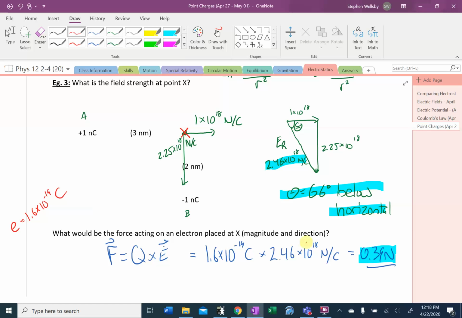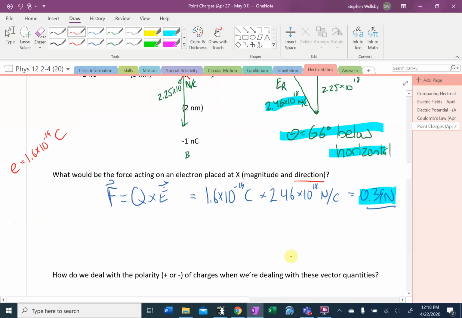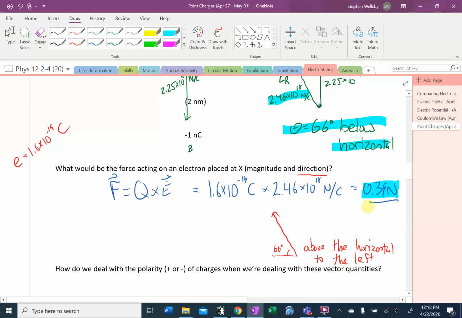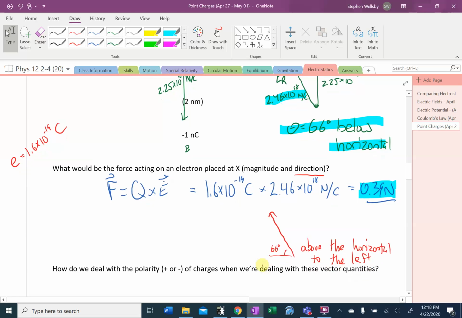So in this case here, the direction is going to be this direction here, and that's going to be 66 degrees, I don't know, above the horizontal to the left. So if you drew out this diagram in a test question, for example, that would be just fine to leave it as this diagram here. This would be the direction that the electron would move in this example here. So that would suffice to describe it.